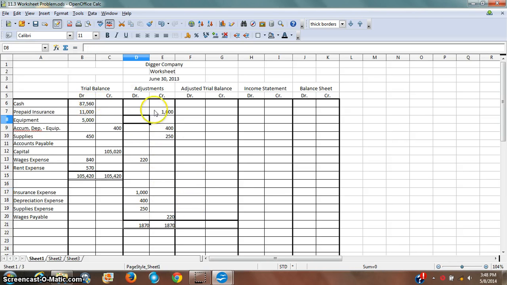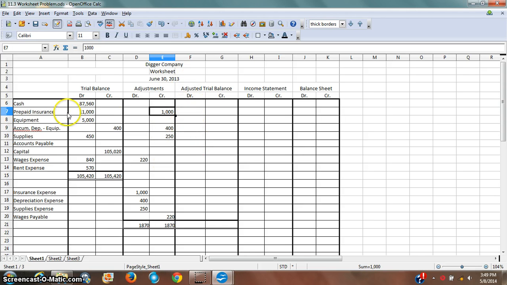But if there's a figure in both columns, and they're in the same column, like for example, wages expense is in the same column as wages expense in the adjustment column, we're going to add them together and put them in the same column over here. Or we'll subtract them if they're in different columns, like prepaid insurance. We'll subtract this one from the one in the credits column, and then we'll put the final product in the normal balance column of the adjusted trial balance.